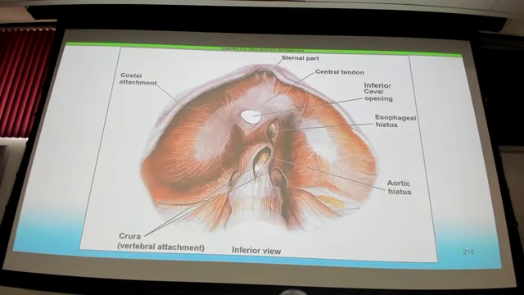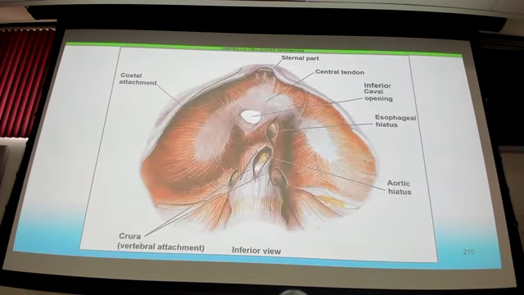So if you were to look at it this way, this is an inferior view. So we're looking from down up. It has attachments along the costals. It also attaches down there at the sternum, down by the xiphoid process. And then back in the posterior side, posterior inferior, they have some connections called crura. And those are your vertebral attachments, where they kind of wrap around that vertebral column there. So those are the attachments at the periphery.